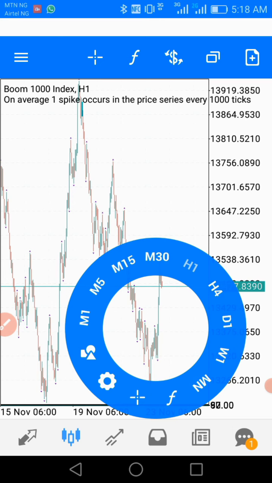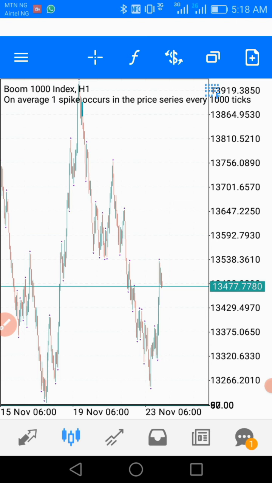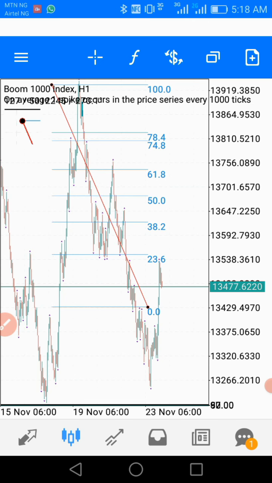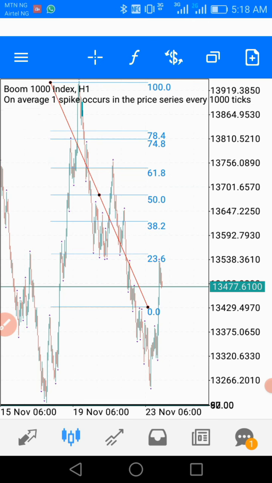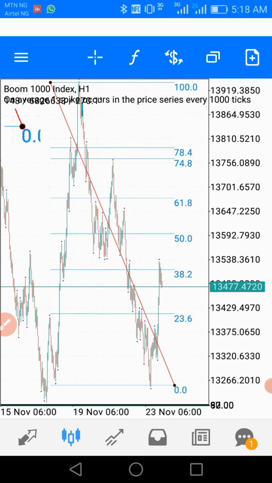I hope you can still remember the settings. Let's bring our Fibonacci tools right away, and remember that for boom you place it on the high, and then you draw it down. Your 100 has to be at the wick of the candlestick that started the move. You draw it down, that is for boom. Now you draw it down to where the market started making a reversal.